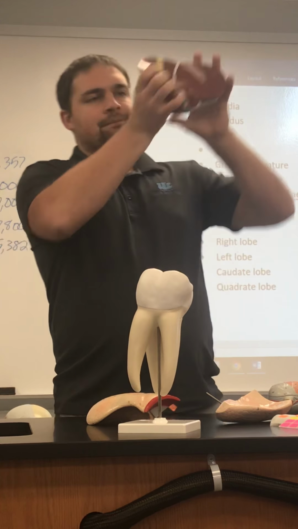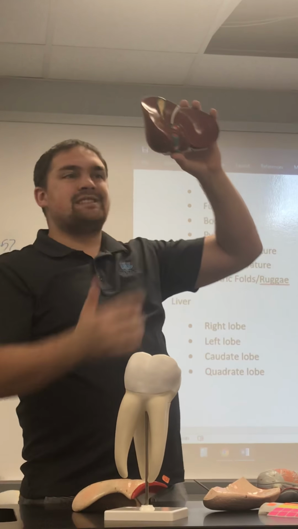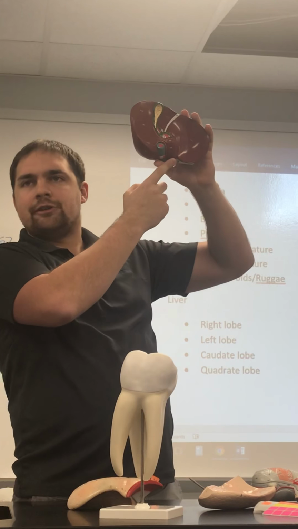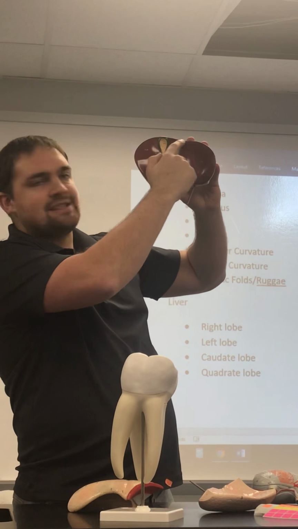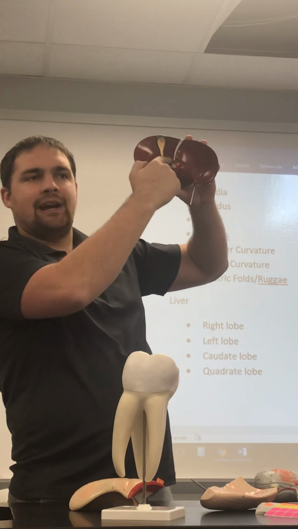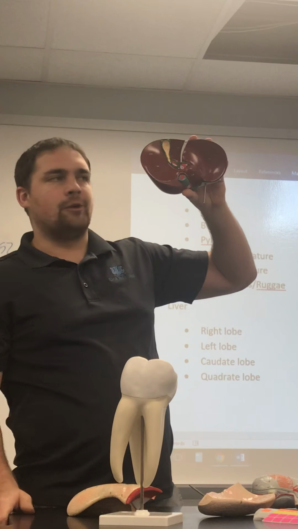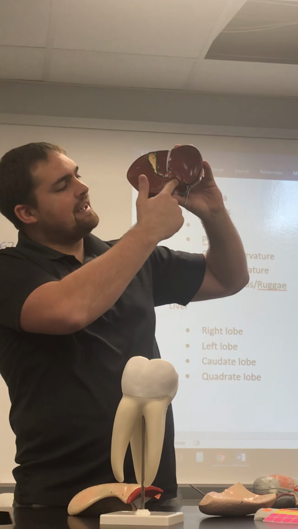So if this is the posterior region or towards the tail, then this would be the caudate lobe, caudal tail. Then we see here the 4-sided lobe, like a square. That's quadrate lobe. Quad for 4. So on the bottom side: right, left, quadrate, caudate.